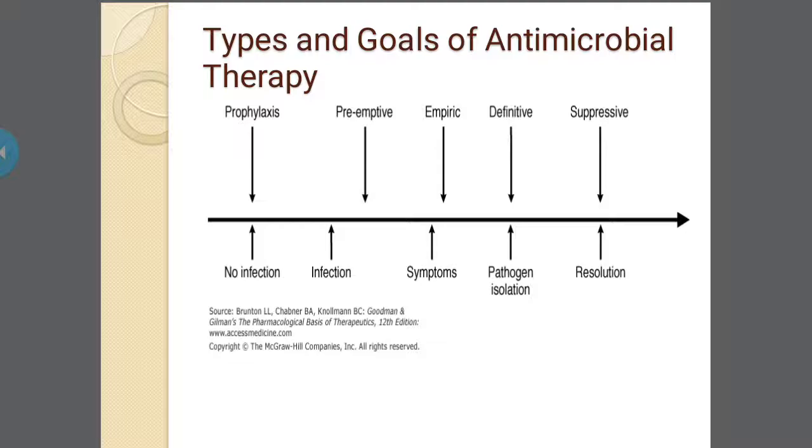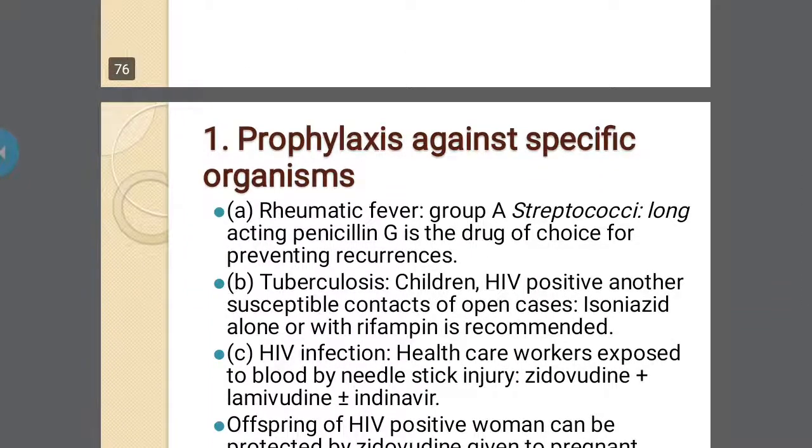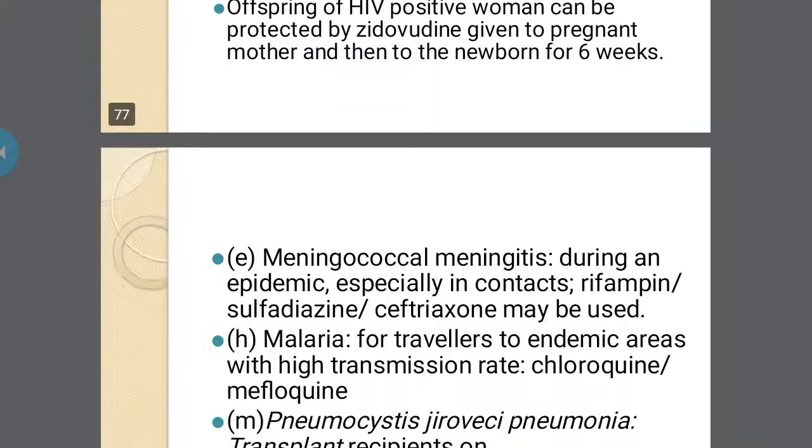So for prophylaxis, there is no infection but the patient has a risk factor for development of infection. When infection is present but there is no symptom, we can give preemptive therapy. After symptom development, we can give empiric therapy. After pathogen isolation, we have to give definitive therapy. And after resolution, sometimes to prevent relapse, for example in malaria, we have to give some suppressive therapy to prevent development of reinfection. So what are the examples of prophylactic therapy?